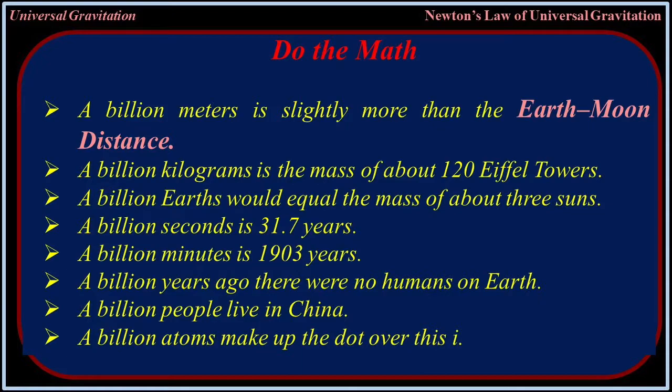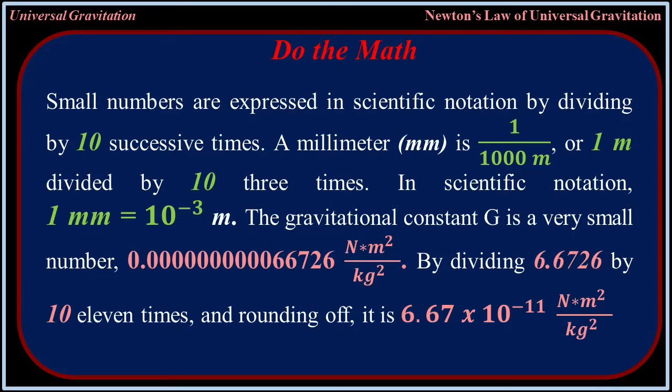1 billion years ago, there were no humans on Earth. 1 billion people live in China. 1 billion atoms make up the dot over the i. Small numbers are expressed in scientific notation by dividing by 10 successive times. A millimeter, mm, is 1 over 1,000 meters, or 1 meter divided by 10 three times. In scientific notation, 1 millimeter equals 10 to the negative 3 meters.